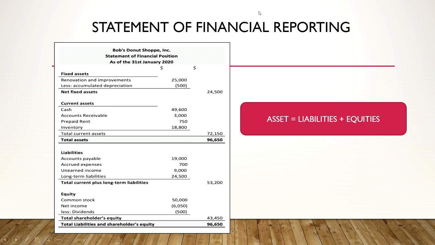The statement of financial position. This is an example of the statement of financial position. We can see the fixed assets, the current assets, the liabilities, and the equities. The assets can be measured by liabilities plus equities.